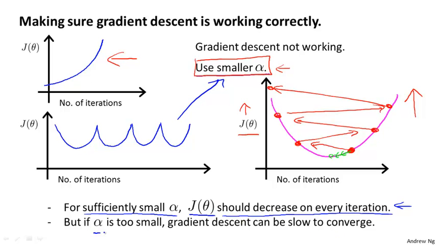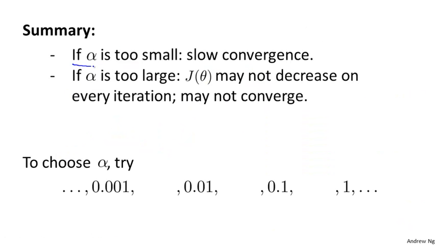But of course, you also don't want your learning rate to be too small, because then gradient descent can be slow to converge. If alpha were too small, you might end up starting out here, say, and taking just minuscule baby steps, and taking a lot of iterations before you finally get to the minimum. So if alpha is too small, gradient descent can make very slow progress and be slow to converge. To summarize, if the learning rate is too small, you can have a slow convergence problem.